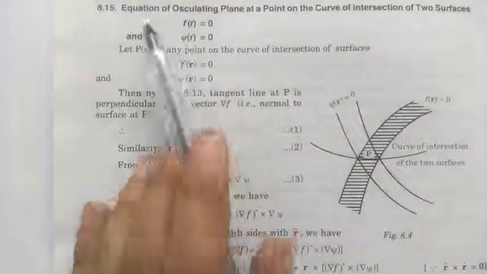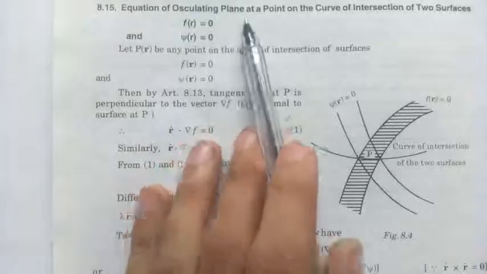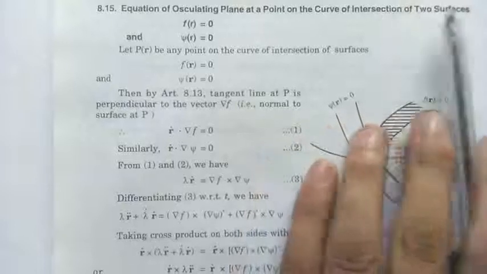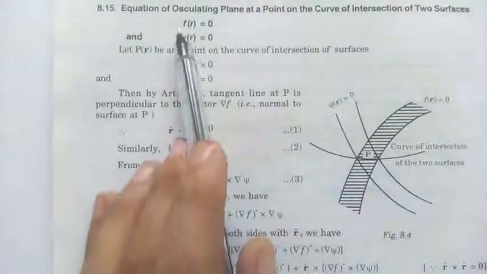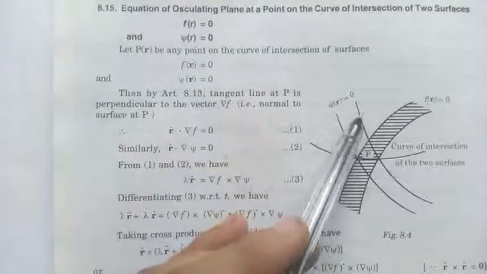Good morning, students. Today you will learn to find the equation of osculating plane at a point on the curve of intersection of two surfaces whose equations are given. Now let us consider two surfaces.